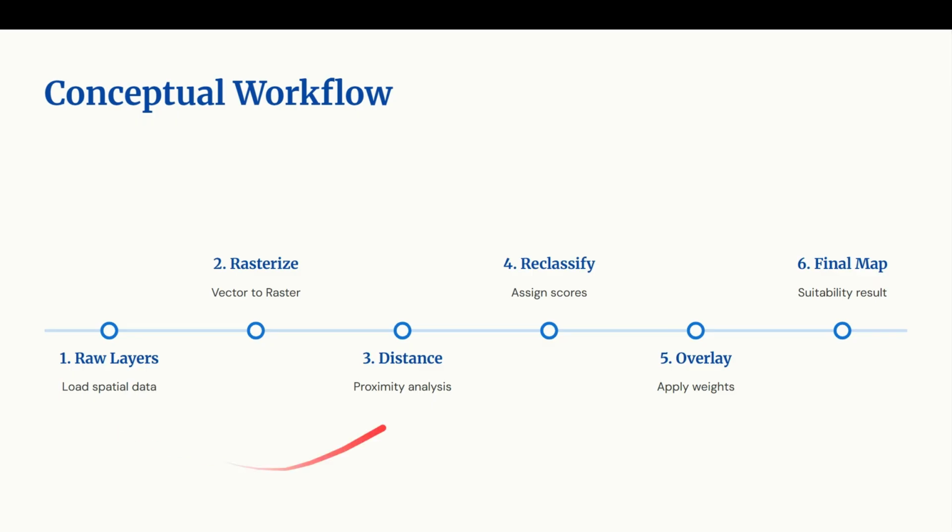Then we will perform the proximity analysis, in which we will get the distance. For example, if you want to identify a single pixel which has a distance of, say, 5,000 meters from the road, using the proximity analysis we will identify the distance. Then we will reclassify as per our assigned score. Then we will overlay the different layers, and the final map, that is the suitability result, will be on our screen.